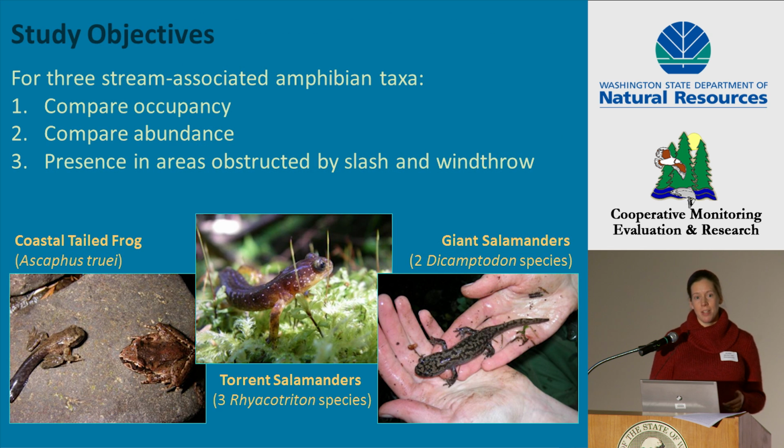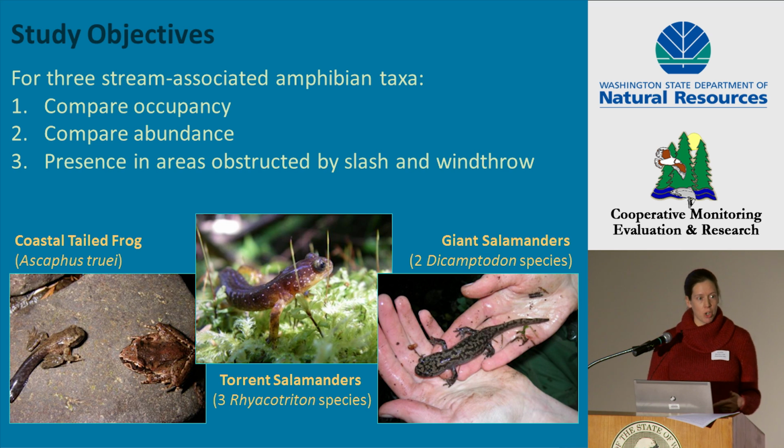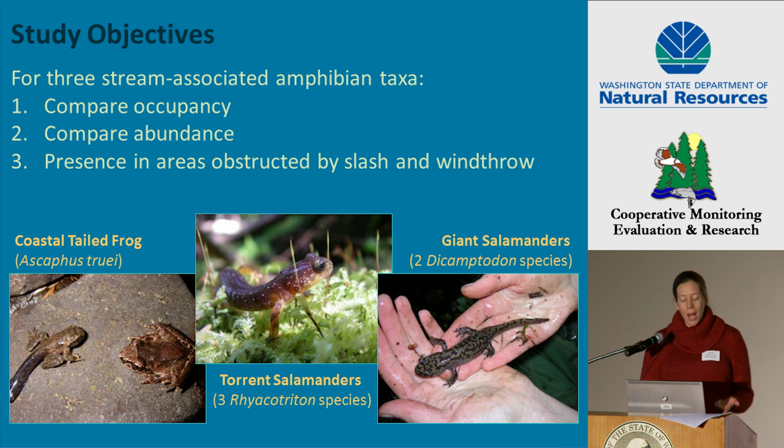So the study objectives that I'm going to present on here today for the 3 stream-associated amphibian taxa, so again, coastal tailed frog, the 3 species of Torrent salamanders, and the 2 species of giant salamanders, were to compare occupancy before and after harvest across our treatments, compare abundance before and after harvest across our treatments, as well as to investigate the presence of those amphibians in areas that were obstructed by large amounts of woody debris in the stream, largely in the form of slash and wind throw.